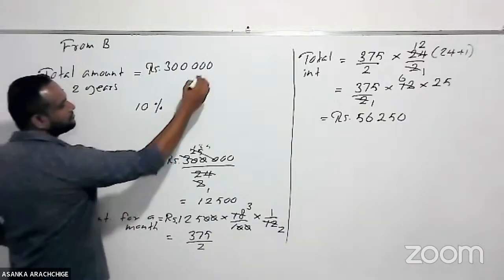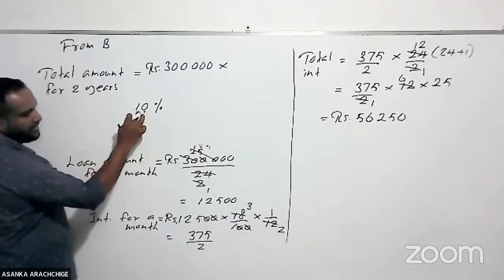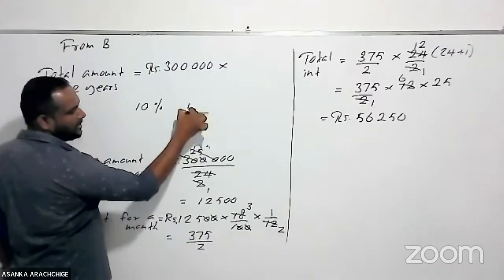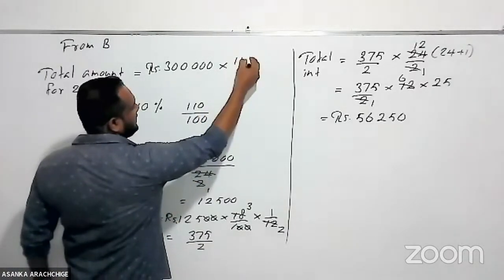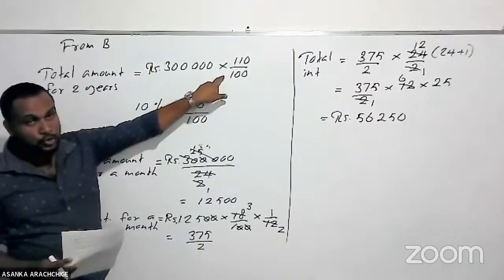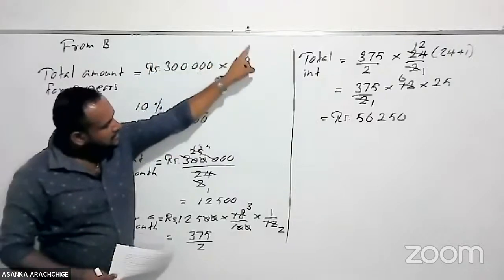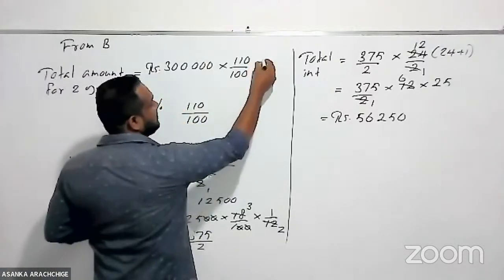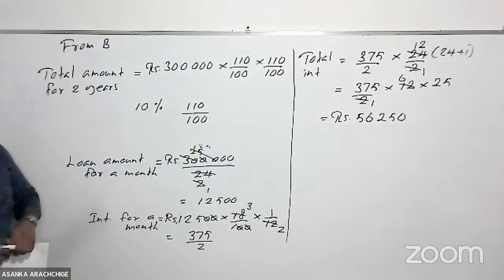That means at the end of the first year, this person, look, 10% means if the loan amount is 100 rupees, this person has to pay 110 rupees. Then this is multiplied by 110 upon 100. This is the total amount to be paid for 1 year. Understood? Then this is the total loan amount for the second year. It is also multiplied by again 110 upon 100. That is the total for the second year.